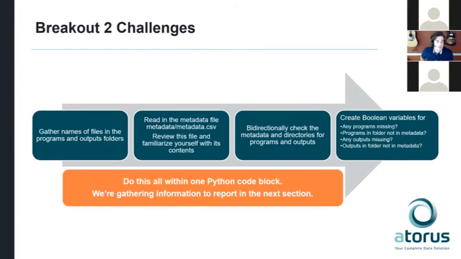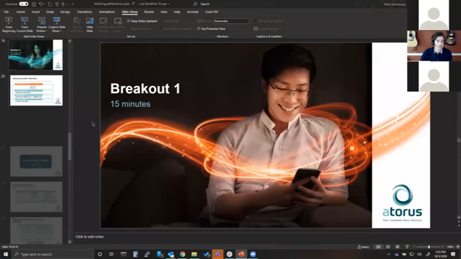So Breakout 2 challenges. Now we're heading on after we've gotten the setup done. In the first block, we're going to gather names of files in the programs and outputs folders. I'm going back to the OS portions that Nathan covered earlier. We're going to read in the metadata file, and the path is metadata/metadata.csv. We're going to read that into Pandas. I want you guys to review the file and familiarize yourself with its contents. So a question there is going to be, how do you do that?